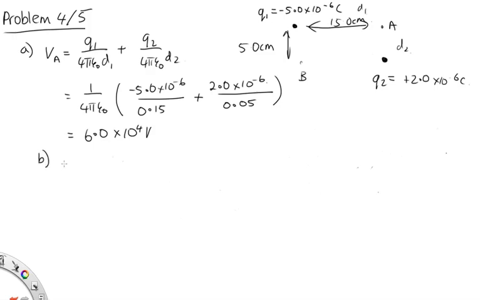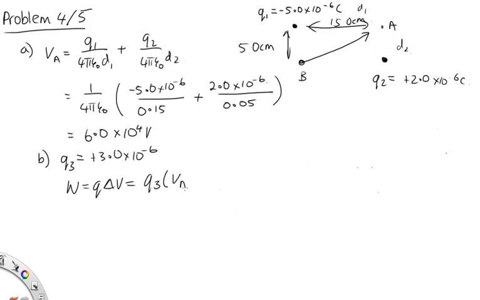Okay, part B. In this part, we're told that we have a third charge, Q3, which is equal to plus 3.0 times 10 to the minus 6 coulombs. We want to move it from B up to A, and we're asked how much work is involved in doing that. Well, work is equal to Q delta V. So the Q which is moving is Q3, and the change in the voltage is the final voltage VA minus the initial voltage VB. We know Q3, and we know VA from before, so what we need to do now is calculate VB.